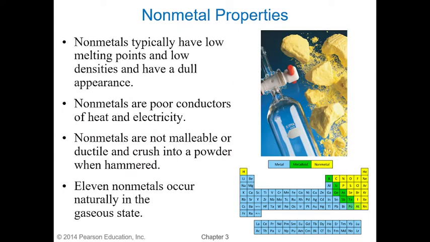On the other hand, nonmetals have very low melting points, very low densities, and a dull appearance. For example, a classic example here, inside this glass cylinder, is oxygen, O2. These yellow particles here are your sulfur.